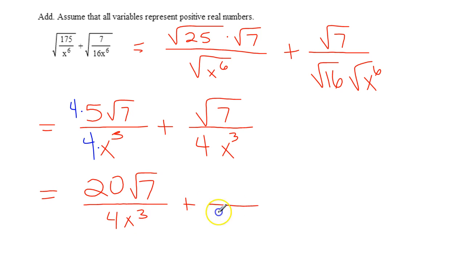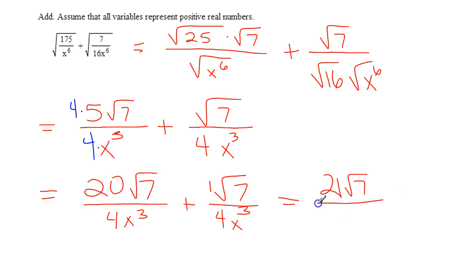And then nothing happens to the second one. It had a common denominator, so we don't do anything to that second fraction. But now that we have a common denominator, we can add numerators. So the first we got a 20 square root of 7, then we have a 1 square root of 7, so that's 21 square roots of 7 over 4x cubed. Right, and there's our simplest form of this sum.